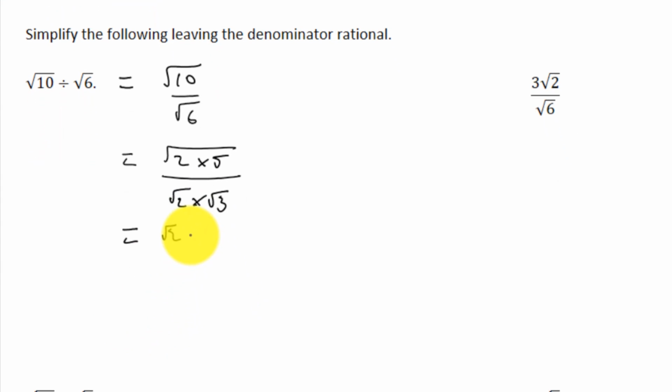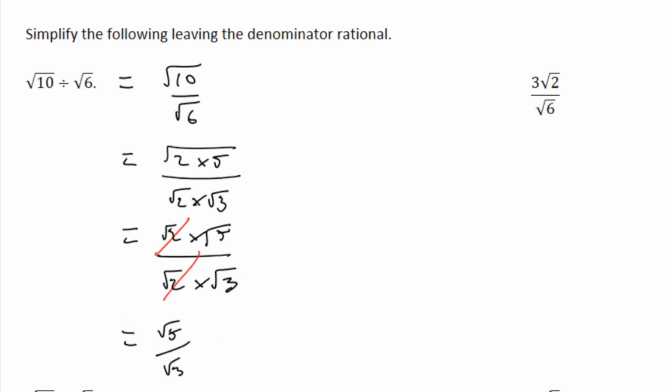So let's just split those up. Square root of 2 times the square root of 5 over the square root of 2 times the square root of 3, and we can see that we can cancel out the square roots of 2. So this is equal to the square root of 5 over the square root of 3.